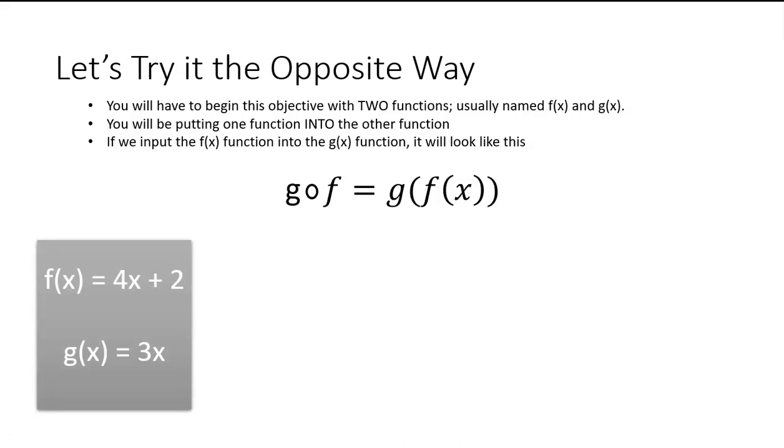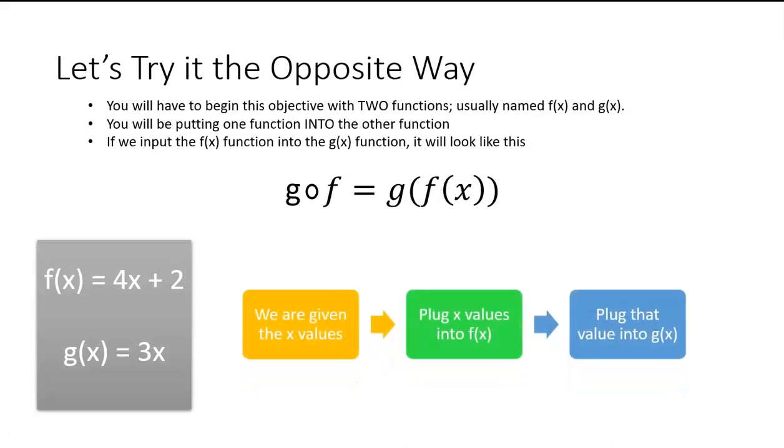Let's use the same two functions. f of x is 4x plus 2. g of x is 3x. We're going to be given our x values. We will plug our x values into f of x, and then we will plug that into the g of x function.